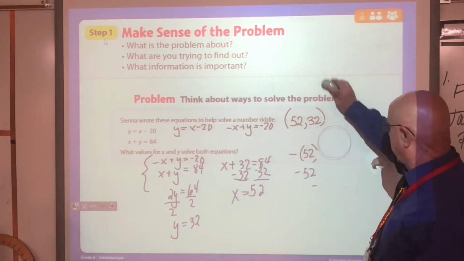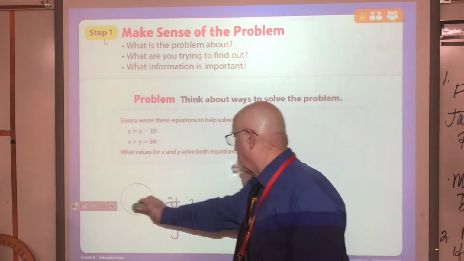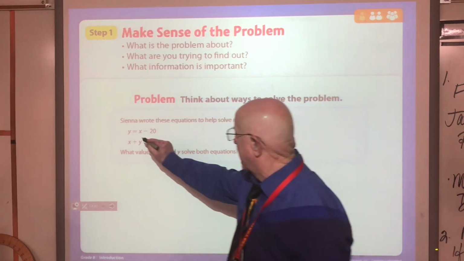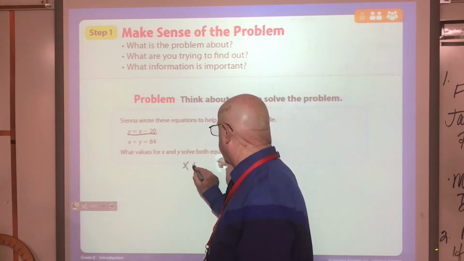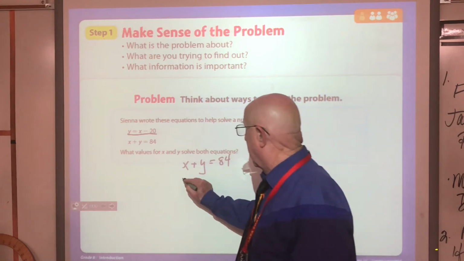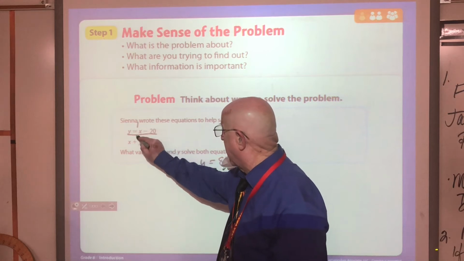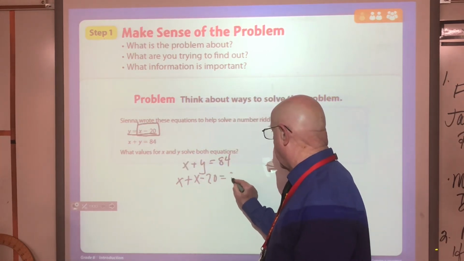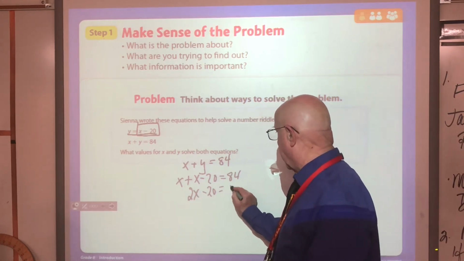If we go back here, we could actually solve this another way. Let's take a look at the second way to solve this. It would be through substitution, right? So if we substitute this, I could say that I have y is equal to x minus 20. So if I have x plus y equal 84, I could say that x plus, and I substitute this value right here for y, x minus 20, is equal to 84.